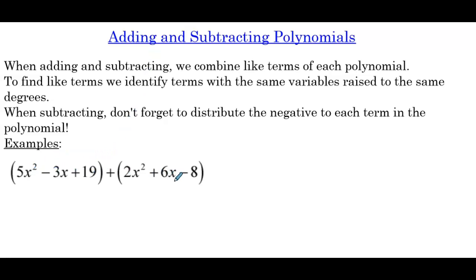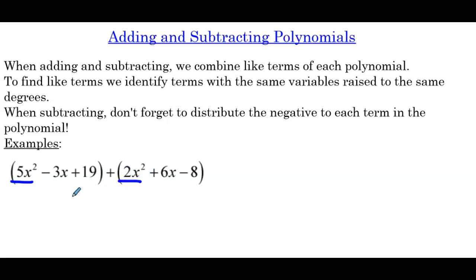So we have two trinomials here that we're adding together: 5x squared minus 3x plus 19 plus 2x squared plus 6x minus 8. So the first term here is 5x squared. So the variable's x raised to the second power. So I need to look for other terms with the variable x raised to the second power. So this term right here, the first term in the second trinomial, 2x squared, variable x raised to the second power. So these two are like terms, so I'll underline them.